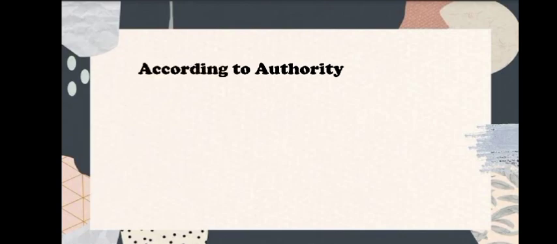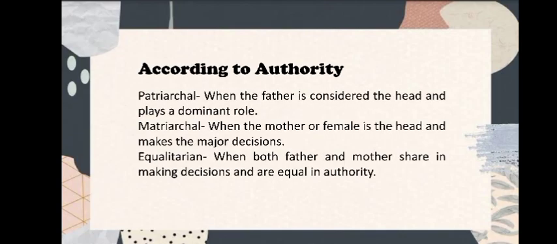According to authority, patriarchal is when the father is considered the head and plays a dominant role. Matriarchal is when the mother or female is the head and makes the major decisions. And equalitarian is when both father and mother share in making decisions and are equal in authority.